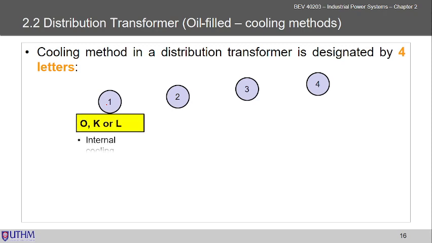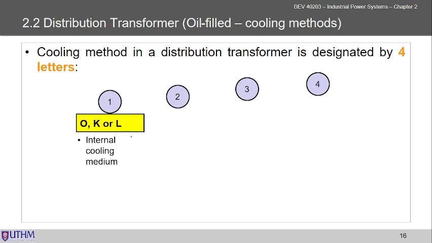The first one is O, K, or L. So what is the O, K, or L? It depends on the flash point. And this is the internal cooling medium. This is for the internal cooling medium. So what type of medium does it use?